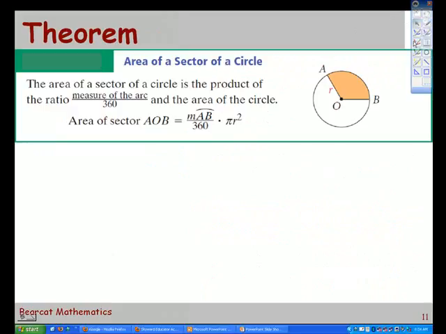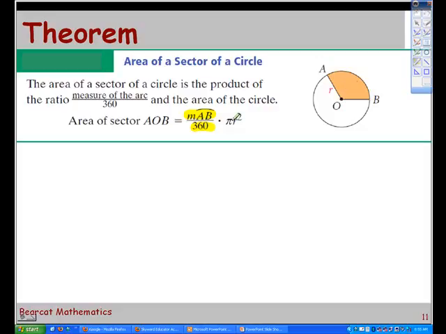This should make sense. If we can find the area of the whole circle, which we can, pi r squared, can we find the area of a fractional part of it? Doesn't it make sense just to take the measure of the arc divided by 360, which gives us the fractional part this takes up of the whole circle, times the whole area of pi r squared?